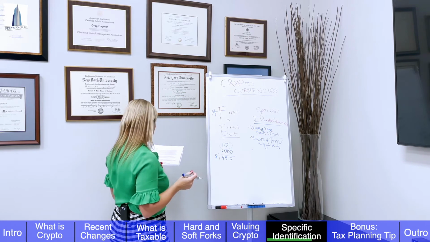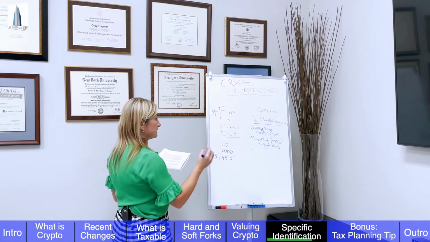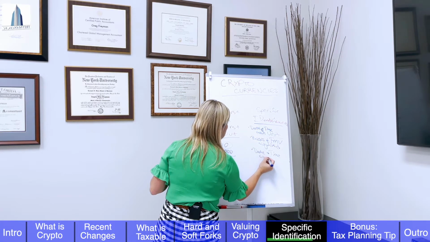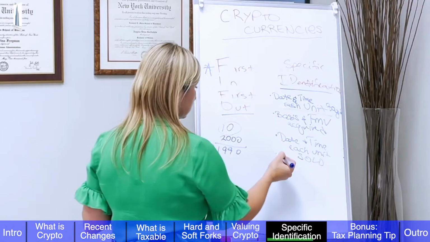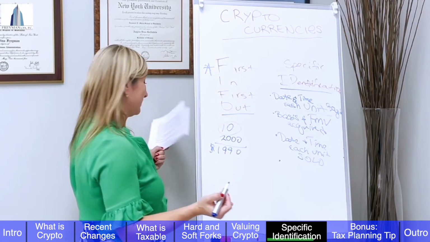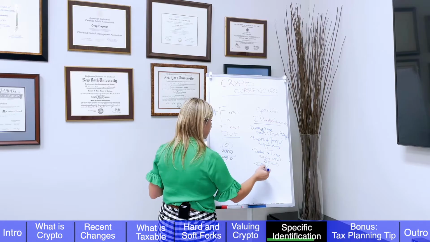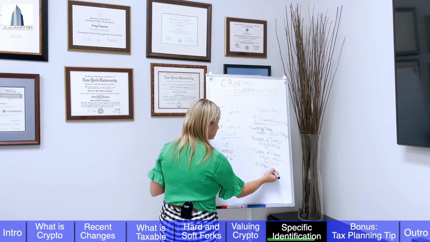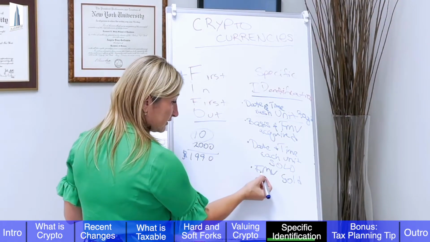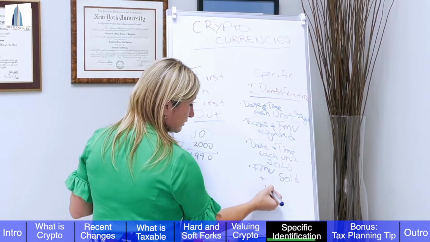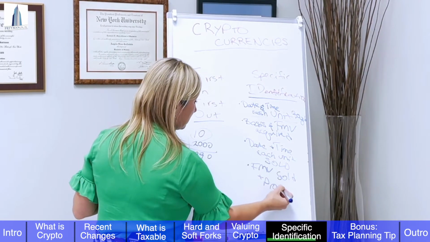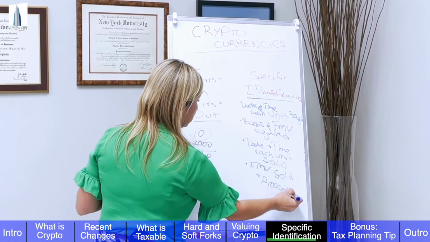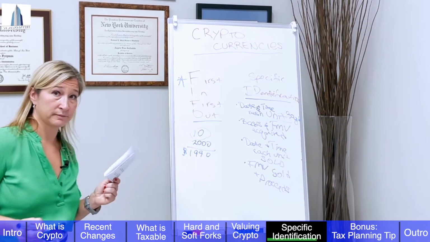The next item, I need to know the date and time of each unit sold. And you want to guess the last one? I need to know the FMV, fair market value, of each unit sold or exchanged. And in addition to FMV, my proceeds. How much did I actually get? So very similar to stock reporting.